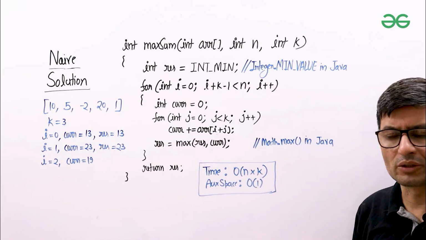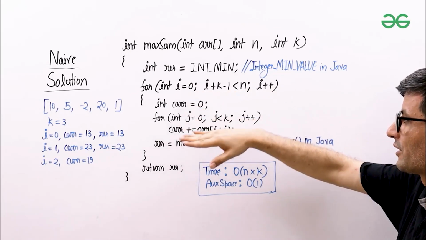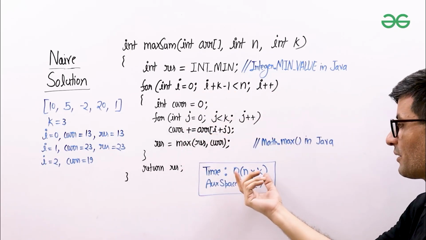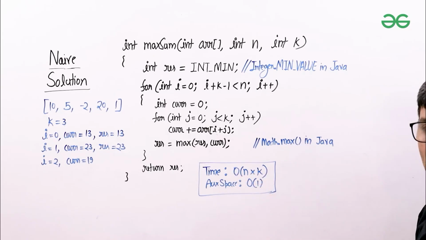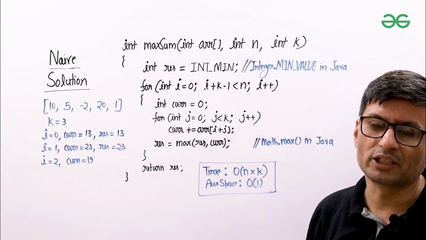Now, what is the time complexity of this? See, the time complexity is clearly, this is big O of n loop and this is big O of k loop. So you can say it's big O of n into k and auxiliary space is big O of 1. Now, please pause this video and try to think of a solution that works in linear time.